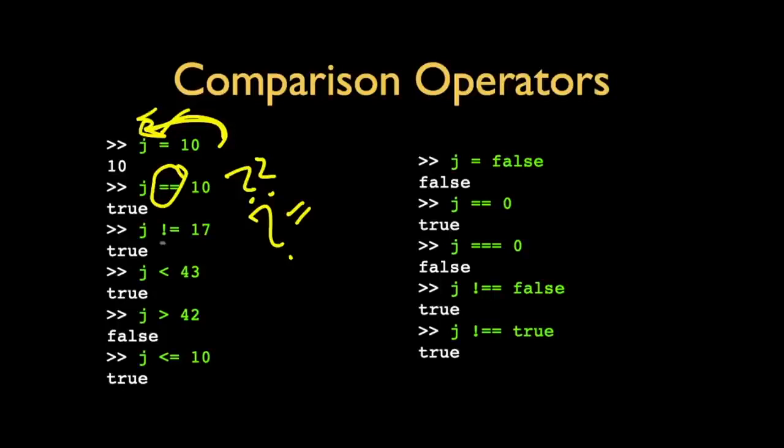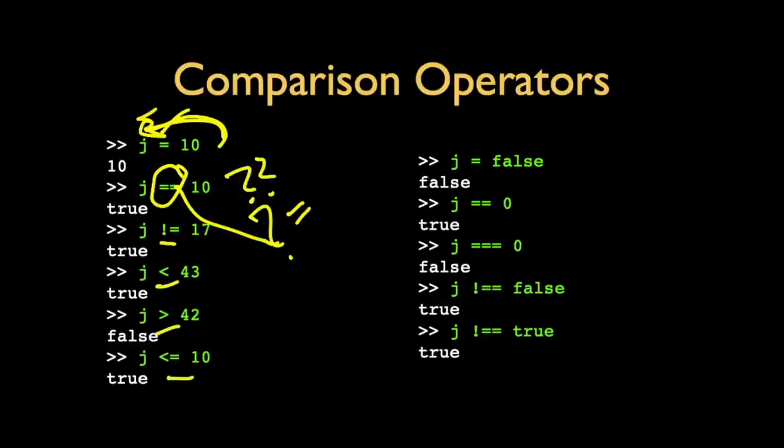J not equals 17, that's exclamation equal. Again, I wish this was question mark equal, but that's going back to 1972. I had to catch them and say, no, don't make double equals, make question equal. Then not equal, less than, greater than, less than or equal to.